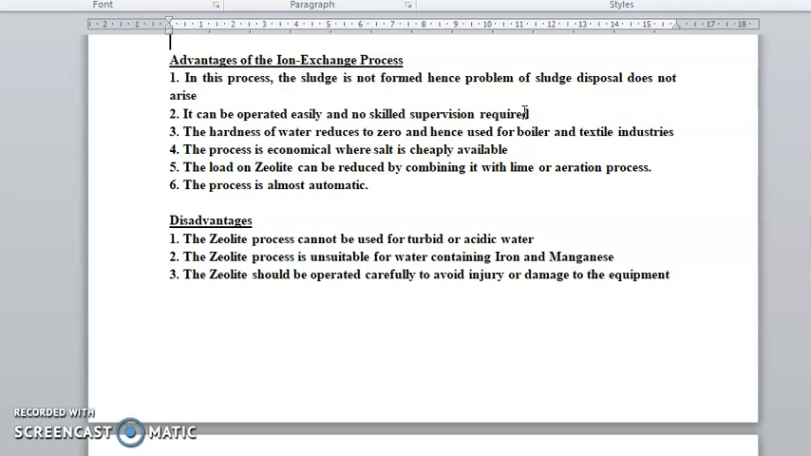One of the disadvantages: the zeolite process cannot be used for turbid or acidic water. The zeolite process is unsuitable for water containing iron and manganese. The zeolite should be operated carefully to avoid injuries or damage to the equipment. This is about the disadvantages of the zeolite process.